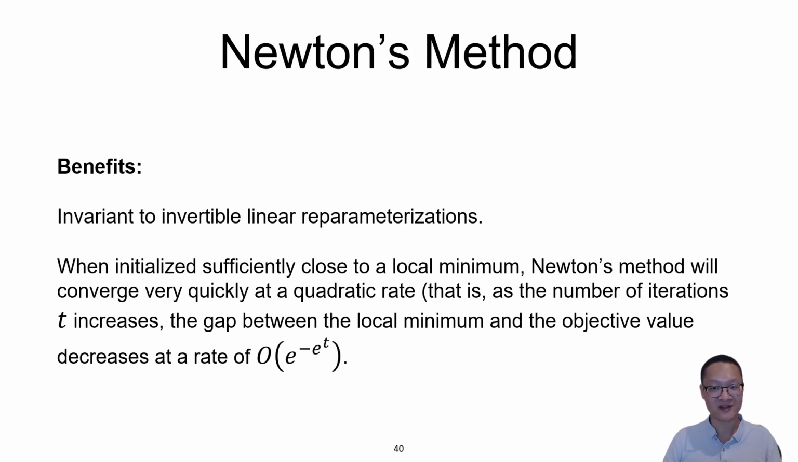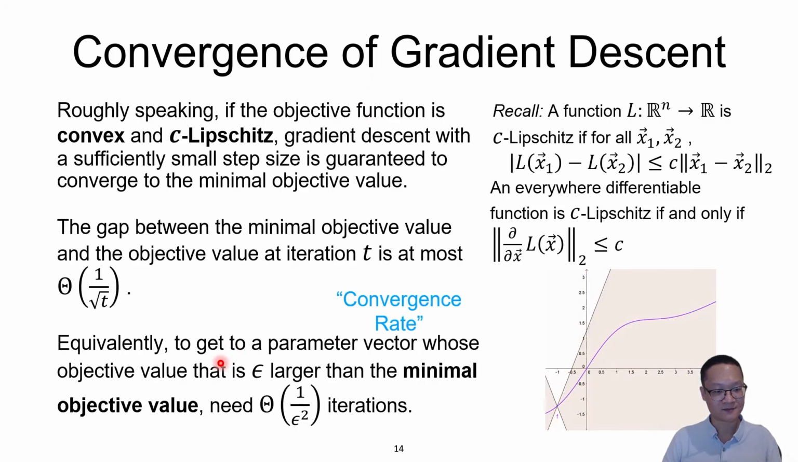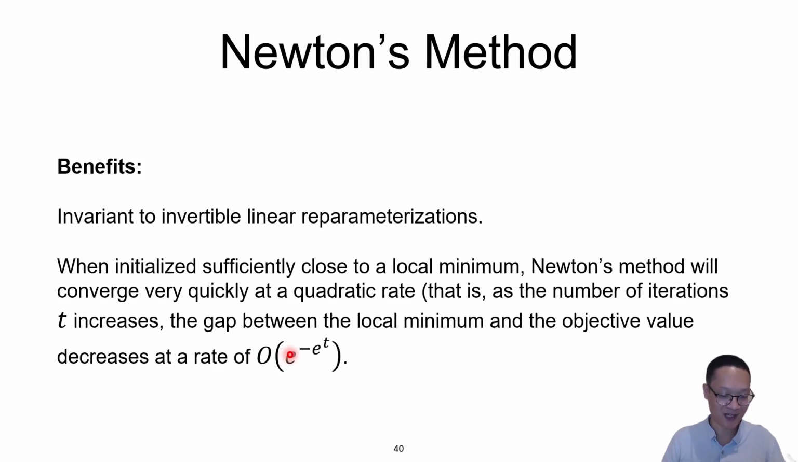We can compare that to the previous gradient descent convergence rate. Here, epsilon is actually t. The gap is what we're looking at. Previously the gap was big theta of 1 over root t, right? That's actually just the same as t to the power of minus 1/2. So it's a polynomial convergence, and it's a very slow polynomial convergence. For Newton's method, this is much faster than even exponential convergence.